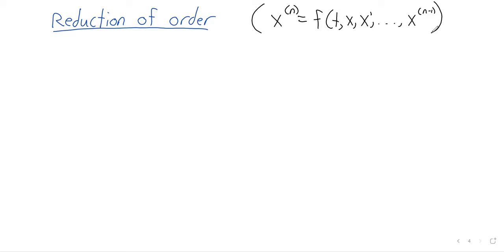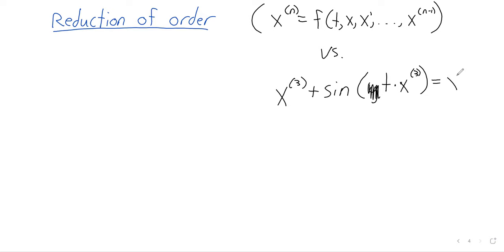So this is as opposed to something like the third derivative of x plus the sine of t times the third derivative of x equals x double prime. You cannot reduce the order here because there's no way to get the third derivative by itself on the left-hand side. So this reduction of order process we're going to introduce doesn't always work. It really requires that the highest order derivative only appear once, and that it not be trapped in a sine or an exponential or a natural logarithm or anything like that.